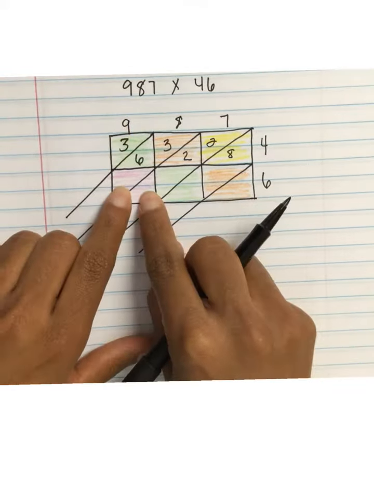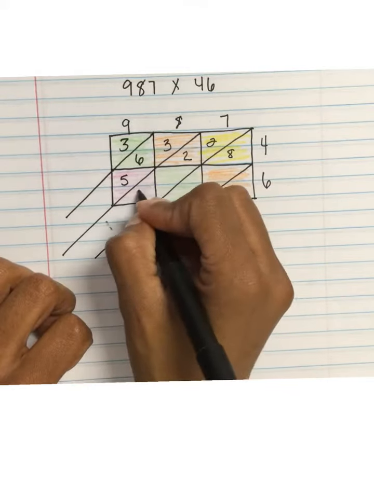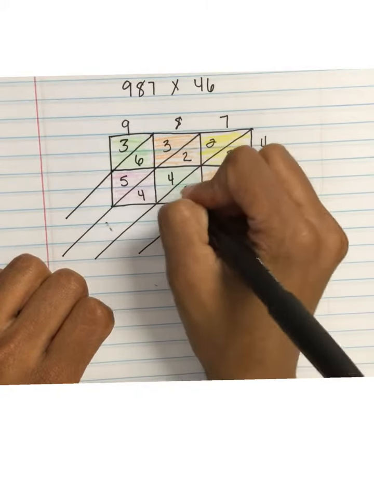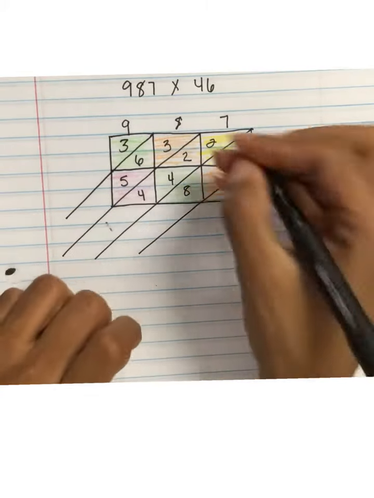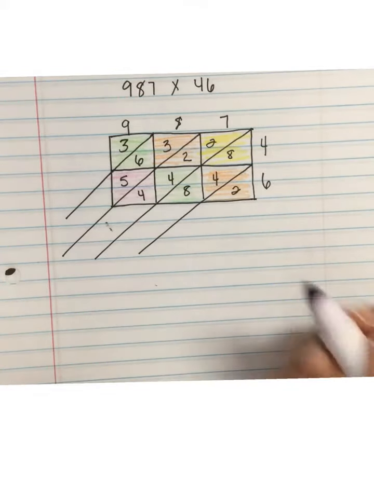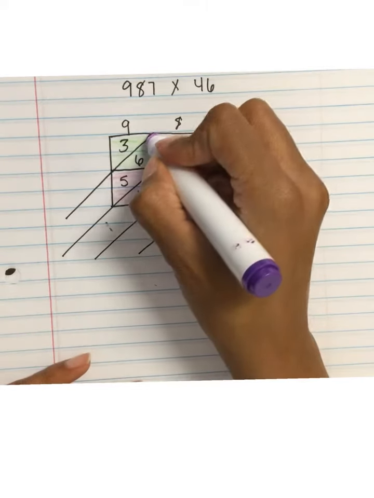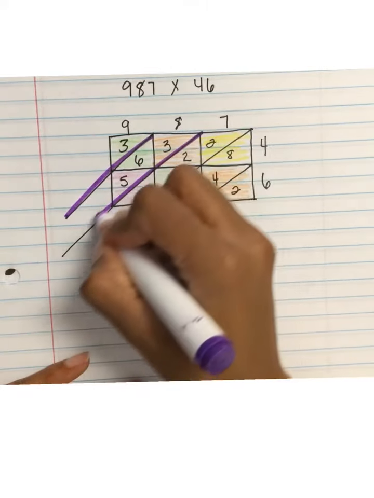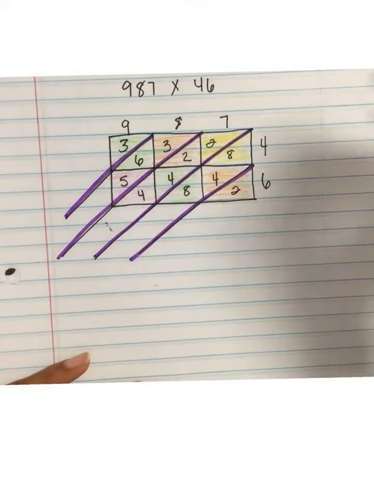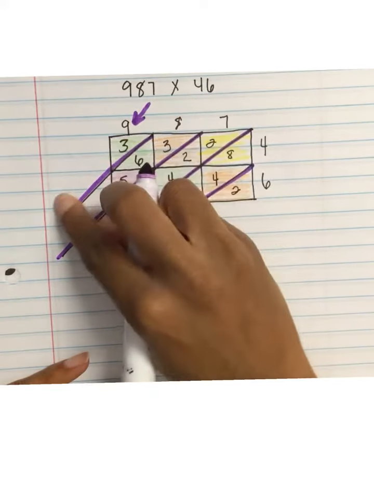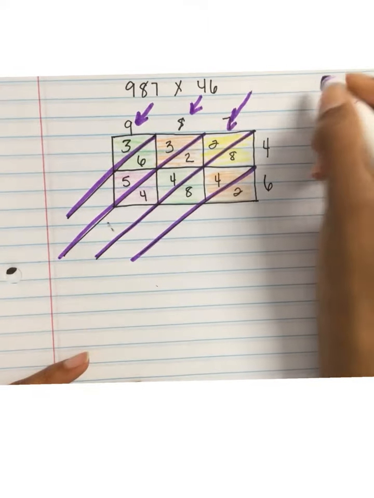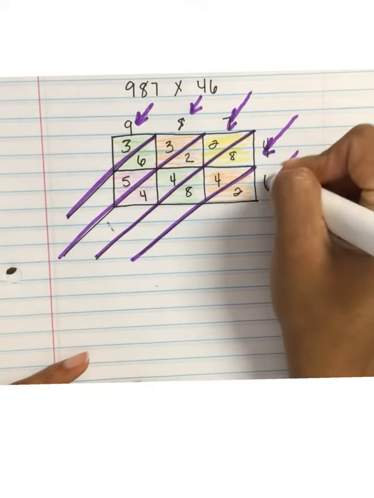9 times 6, 54. 5 on top, 4 on the bottom. 8 times 6, 48. 7 times 6, 42. And so now it's important to notice that we kind of have these lanes going on, and it's these diagonal lines that we created earlier. Each of these lines separates the lane. So this is my 9 lane. This is the lane for the 8, the lane for the 7, for the 4, and for the 6.